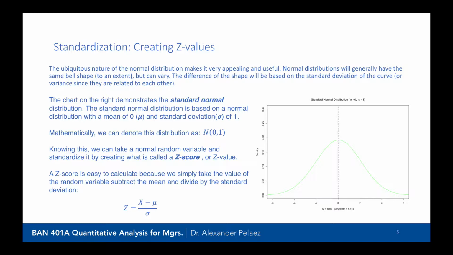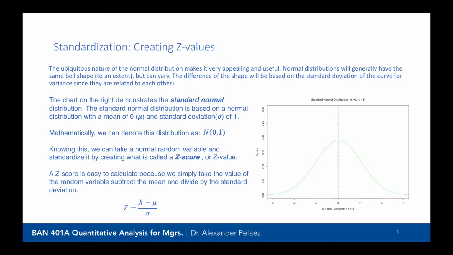One of the things that we like to do with the normal distribution is create these things called z-values. The ubiquitous nature of the normal distribution makes it appealing. We can use it in a lot of different things. It will have the same bell shape to an extent, but it can vary. The differences in the shape will be based on the standard deviation of the curve. So as the standard deviation changes, you'll see certain parts of the normal curve show different characteristics, such as fatter tails or wider dispersion.